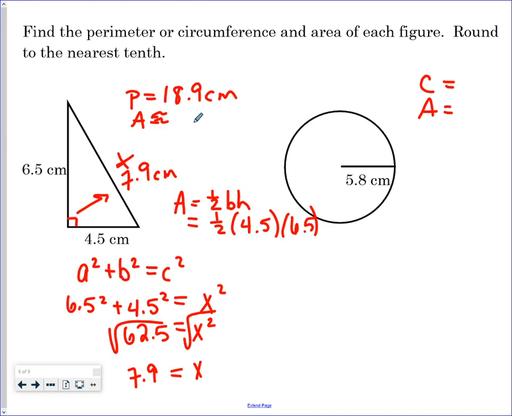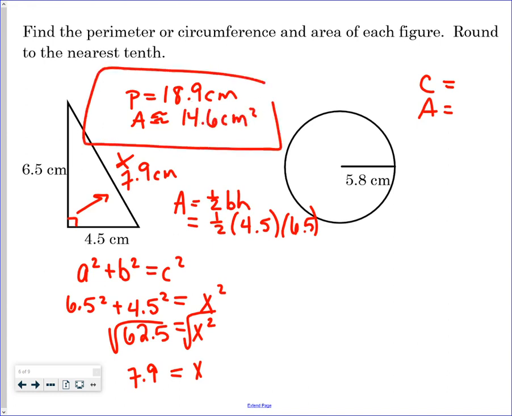What do we get for that one? Say it again. I didn't get that. 1/2 times 4.5 times 6.5. Yeah. 14.6 centimeters squared because area is always squared. If you don't get it, try it again really quickly and let me know. It's probably just you forgot a decimal or something silly.